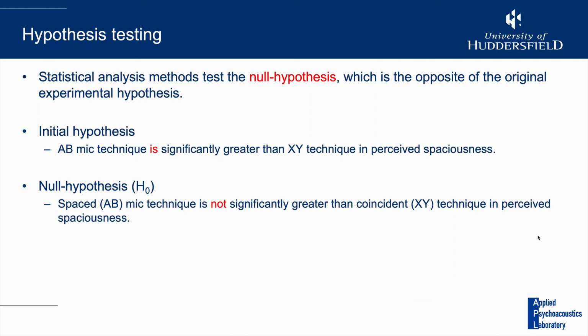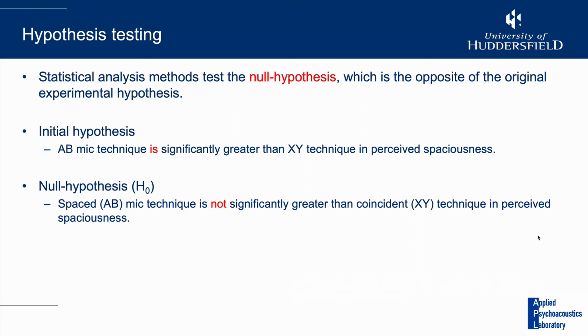So how do we determine statistical significance of the effect of independent variable? We need to understand the concept of null hypothesis first. Let's say we have a hypothesis to test: the AB microphone technique, spaced omni microphone technique, is significantly greater than XY coincident technique in terms of perceived spaciousness. Let's say this is our original hypothesis we want to test. Then in statistical testing, we have to flip this hypothesis, and we call it the null hypothesis. That's what the statistical methods try to verify.